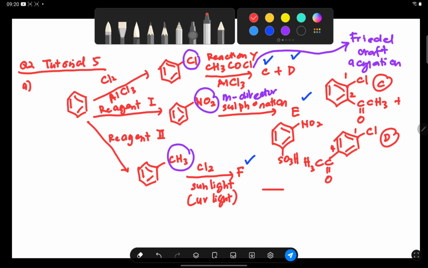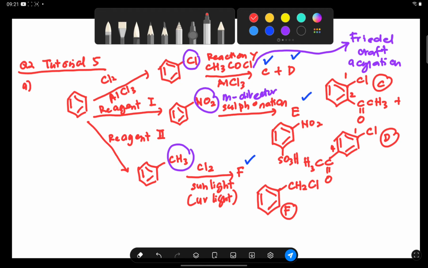So the answer is, one hydrogen here is substituted with Cl. So the number of hydrogens here is reduced to 2. One hydrogen here is substituted with Cl. Okay, this is the answer for F.